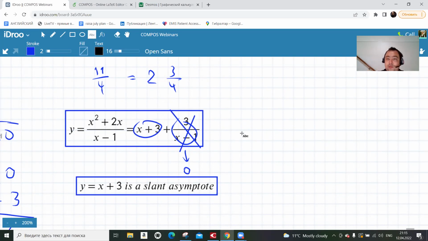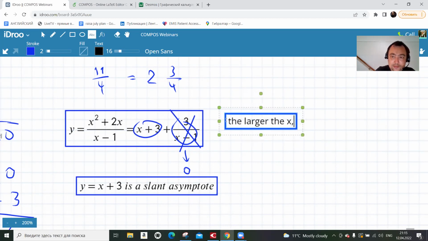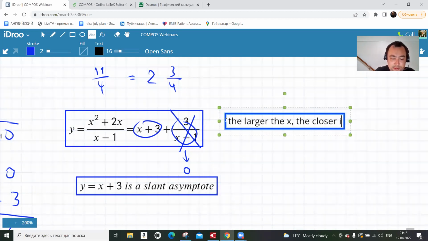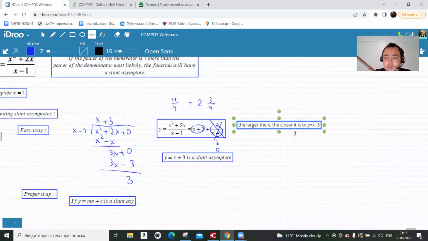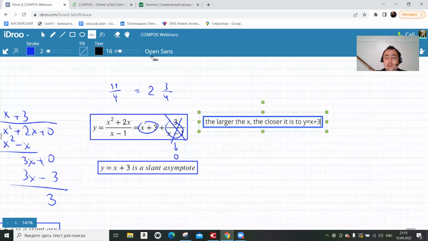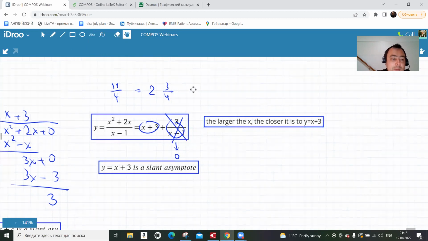The larger the x, the closer it is to y equals x plus 3. Yeah, and you can see it from here.